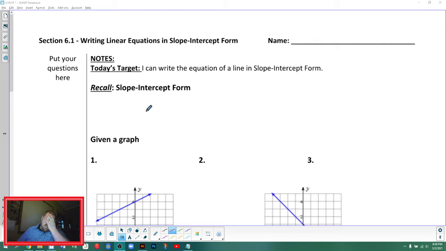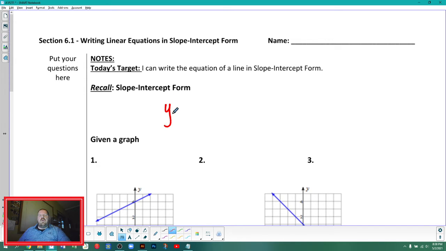So we want to take some information that we have and we want to write the equation, whereas before we started with the equation or some other information and then we graphed it. Now we're going to switch that around and go from some kind of information and actually come up with the equation. So we are writing in slope-intercept form, so we're looking for y equals mx plus b, where m is the slope and b is the y-intercept.